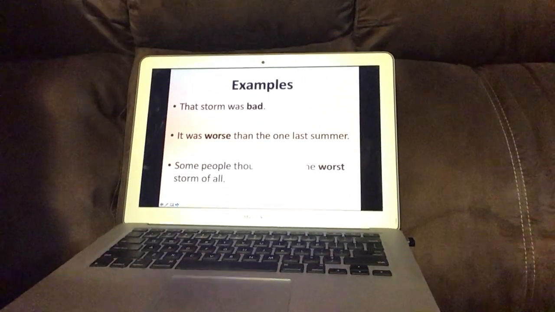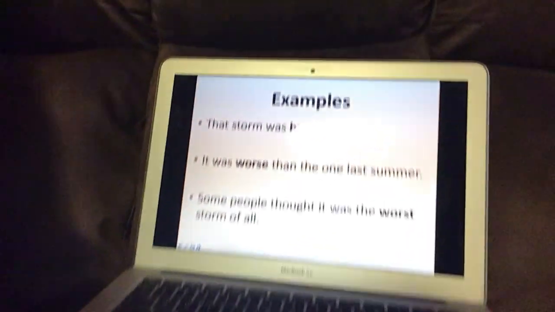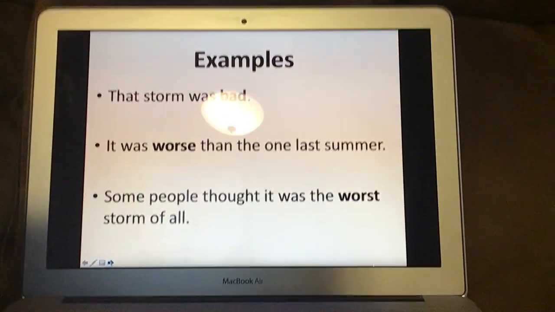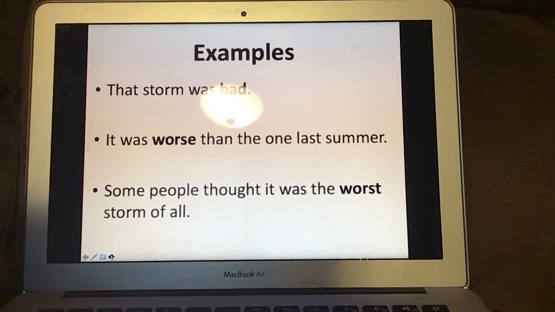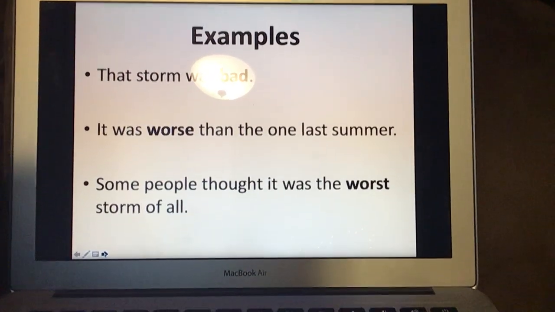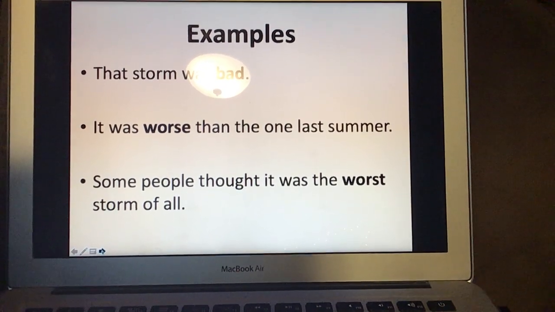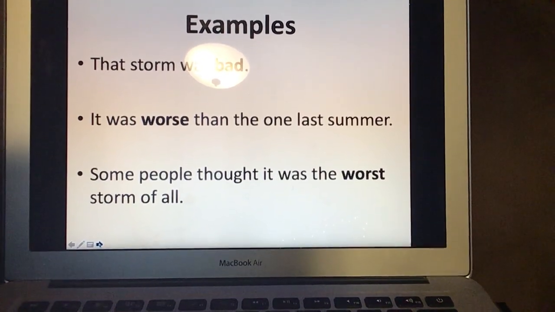Some examples of our word bad. The storm was bad. It was worse than the one last summer, so worse comparing two. And then some people thought it was the worst storm of all, so worst comparing more than two.